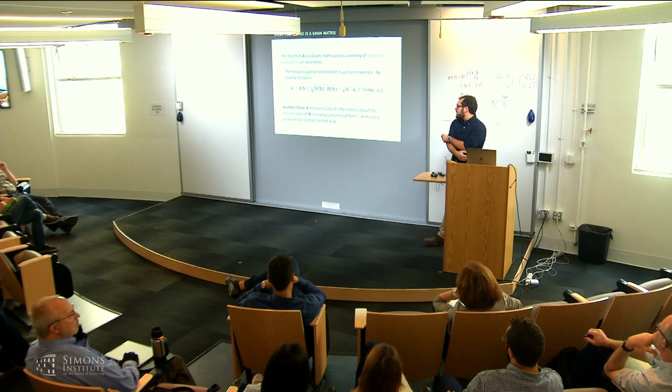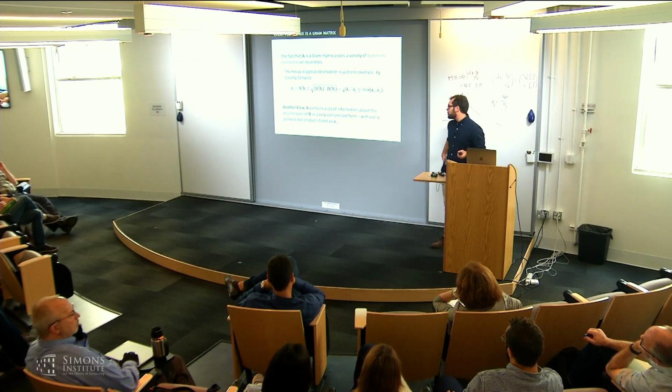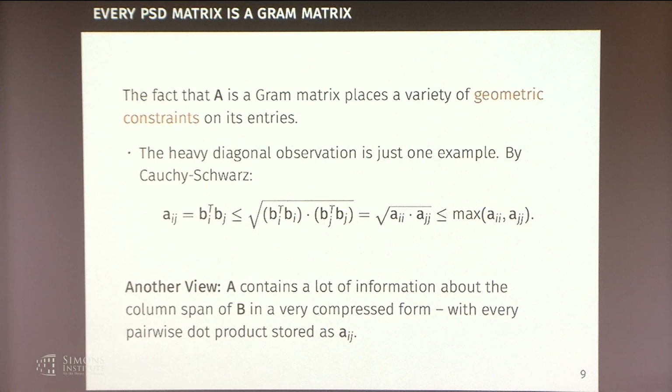Another view that we're going to take on it, and that's going to help us develop algorithms, is that we're going to think of A as basically containing a lot of information about the column span of B in some very compressed representation. Basically, we already have all the dot products between the columns of B pre-computed for us, and we can just access them by reading an entry of A at order 1 cost. Typically, in order to compute these column dot products, if we were given B itself, we'd have to pay order n cost.